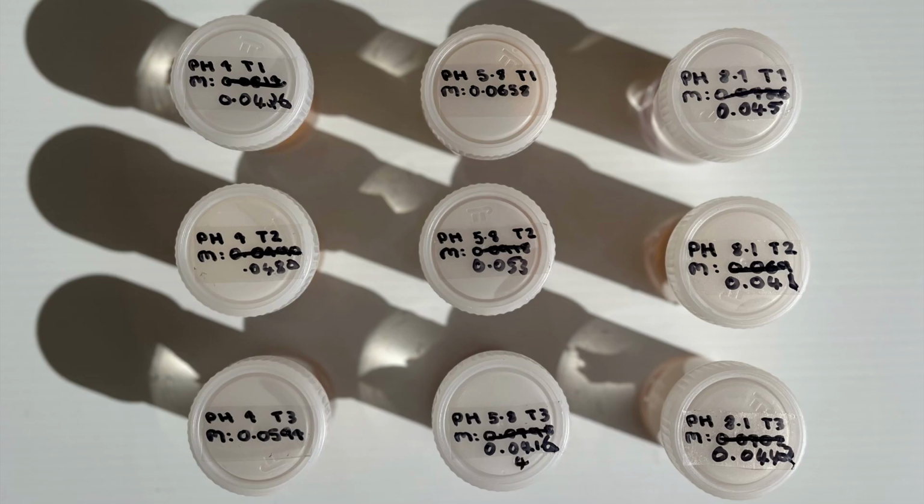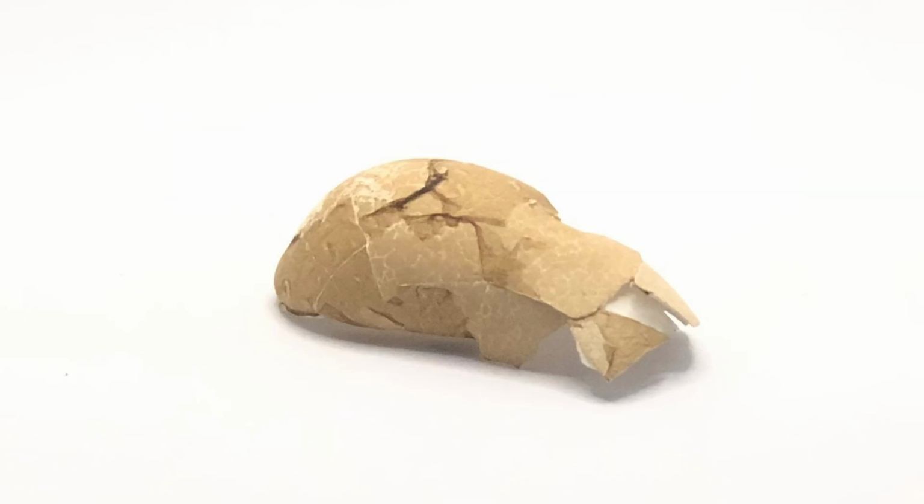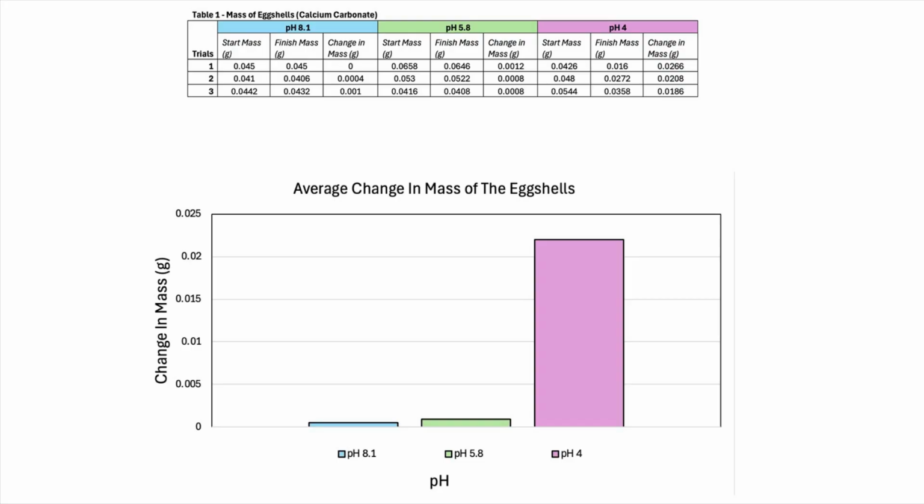For our second experiment, we placed eggshells, which are made from calcium carbonate, into 3 different pH solutions. After 2 weeks, the eggshells in the more acidic solutions lost over 46% of their mass, compared to the other eggshells in the less acidic solutions, which lost less than 2% of their mass.